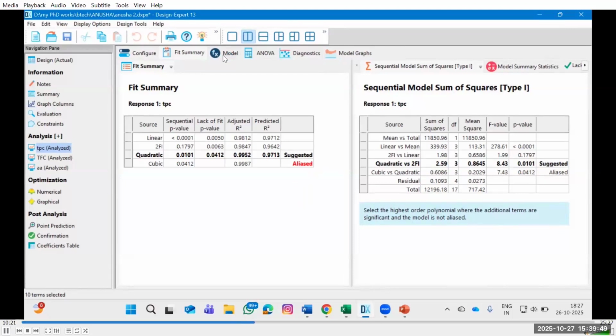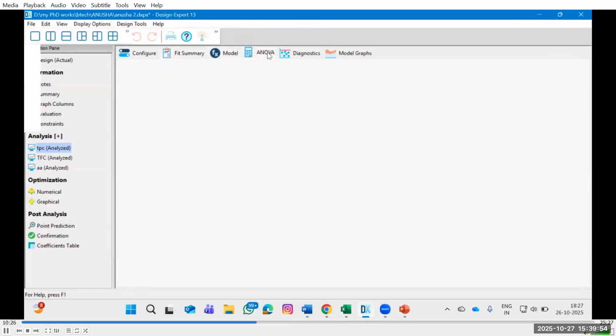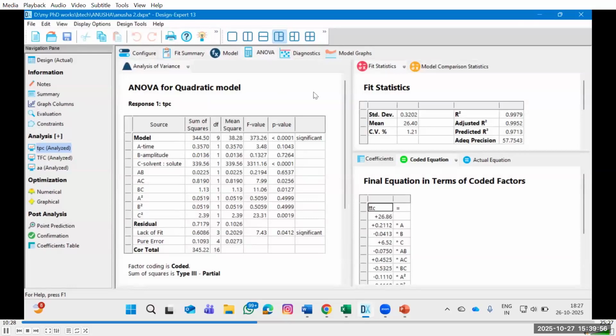So next we'll go for the model. The model is quadratic, and then we'll go for the ANOVA. This is the statistical ANOVA table, from which we'll get the significance of each term of the regression equation and model. Here we can see that for the model, the p-value is very much less than 0.05. From this, we can see that if it is very much less, then it represents the model as significant.